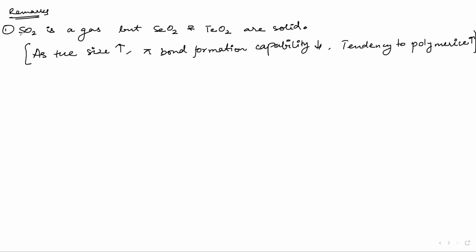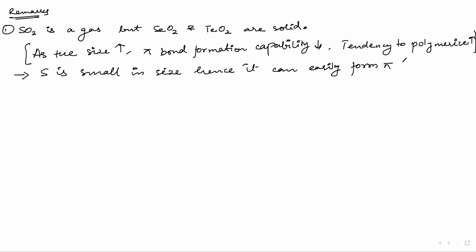Now what happens? Sulfur has a very small size, right? Sulfur will have a small size, and that is why it can easily form bond with oxygen. That is double bond with oxygen. That is the reason. Sulfur is small in size, hence it can easily form pi bonds with oxygen.